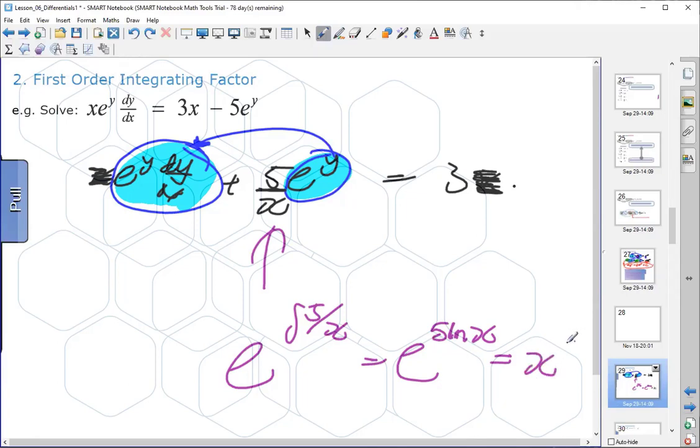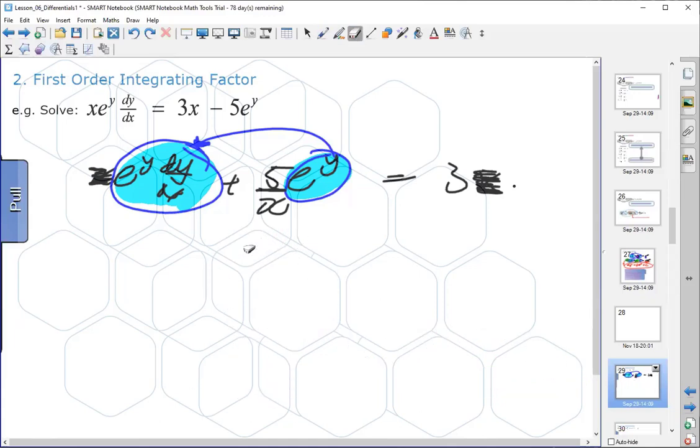X to the power of 5. Lovely. So what we now know is we need to multiply through everything by x to the 5. So now we can delete this because we've figured out what we wanted from there. Multiply through everything by x to the 5. So times x to the 5, times x to the 5, times x to the 5.